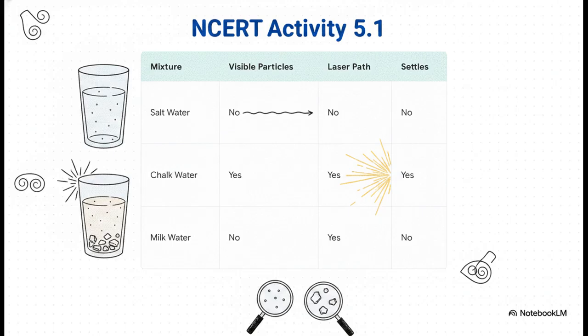The chalk water, that's a heterogeneous suspension. You can clearly see the particles. The laser hits them, and eventually that chalk is going to settle at the bottom. But the milk? Milk is sneaky. It looks uniform, it doesn't settle, but if you shine a laser through it, boom, the path of the light actually lights up. That scattering of light is called the Tyndall effect, and it proves that milk is actually a heterogeneous mixture known as a colloid.